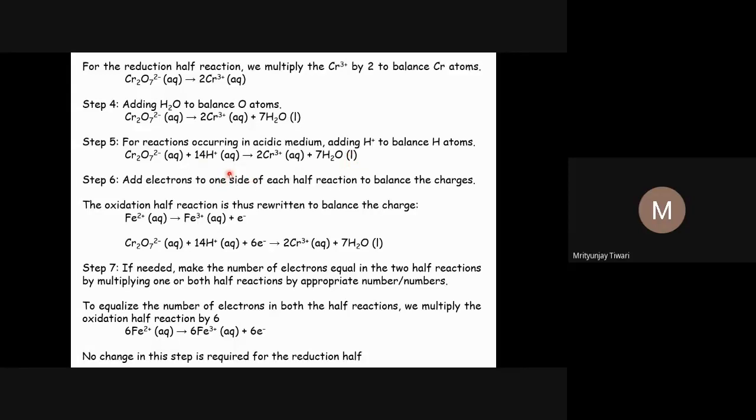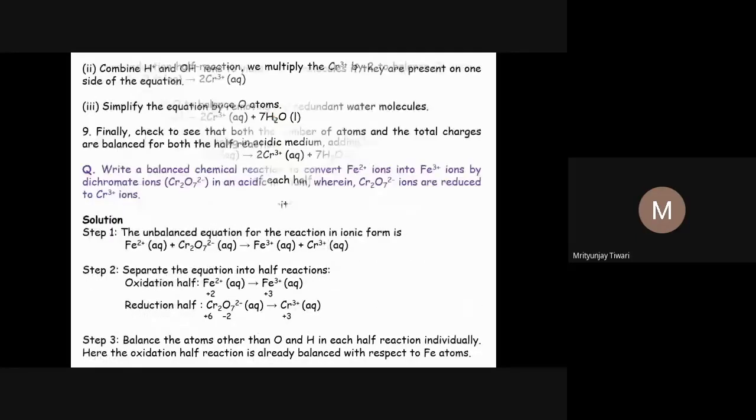Now, in the sixth step, we balance the number of charges. To balance the charges, let us first calculate the net charge on the right hand side and the net charge on the left hand side of the reaction. Net charge on the right hand side for the first reaction, the oxidation half: it is Fe2+ on one side and Fe3+ on the other, meaning there is one extra positive charge. This is 3+ charge and this is 2+ charge.